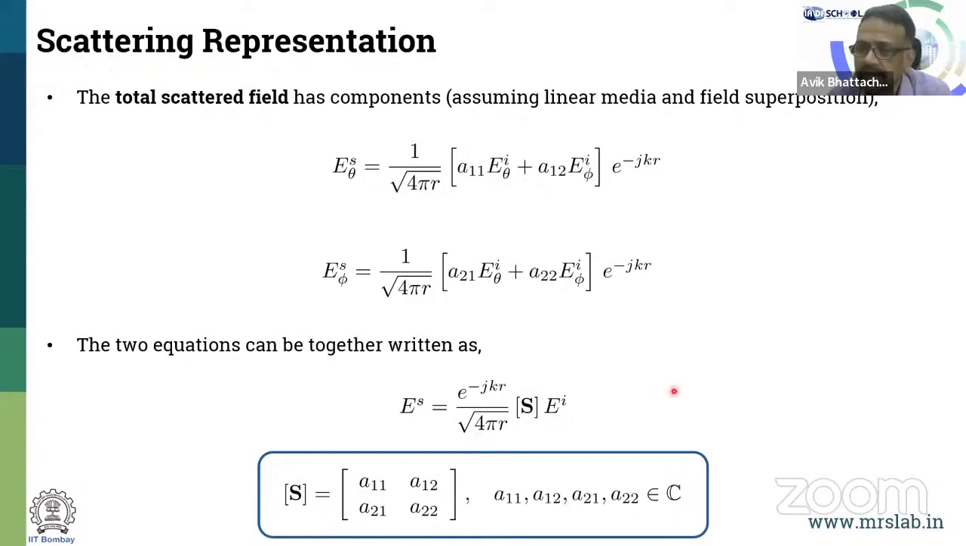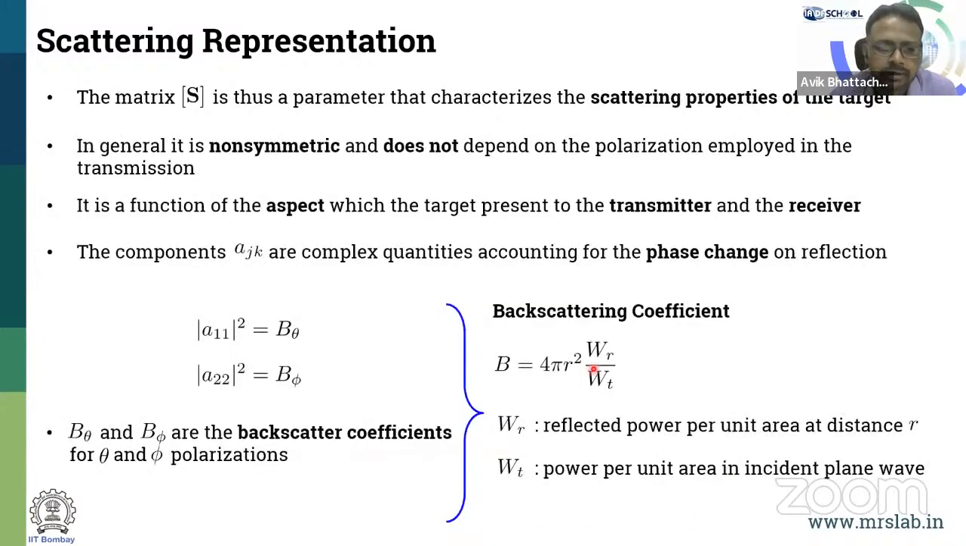And this exactly is what we measure: the scattering matrix, the Sinclair matrix. The very beautiful way is to look into this matrix as it characterizes the scattering properties of the target. But in general, of course, as we know, it's non-symmetric and does not depend on the polarization employed for the transmission. You can also write the two components over here, whose intensities are the backscatter coefficients for the two theta and phi polarizations.